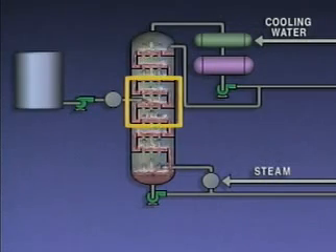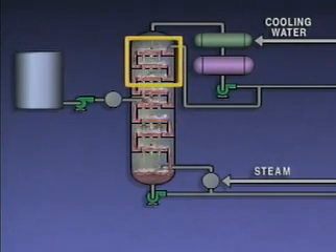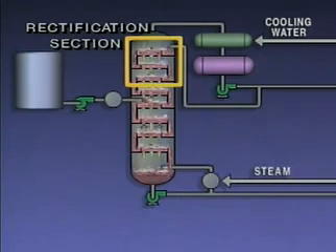Now, not every distillation tower is designed in the exact same way. However, every tower can be divided into three basic sections. The middle section is where the feed enters the tower and part of the feed vaporizes. This vaporization is commonly known as flashing. So this section of the tower is often called the flash zone. The section above the flash zone is called the rectification section. In this part of the tower, the concentration of lighter components increases.